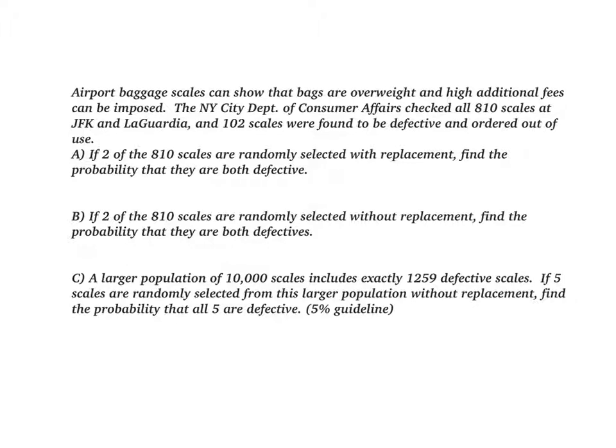Another example, airport baggage scales can show that bags are overweight and high additional fees can be imposed. The New York City Department of Consumer Affairs checked all 810 scales at JFK and LaGuardia, and 102 scales were found to be defective and ordered out of use. If 2 of the 810 scales are randomly selected with replacement, find the probability that they're both defective. Now, we're going to replace it, so you have a 102 out of 810 chance of picking the first one that's defective. And because you're putting it right back in the hat, you have a 102 over 810 chance again of getting one that's defective. So if you multiply those, you get 0.0159.